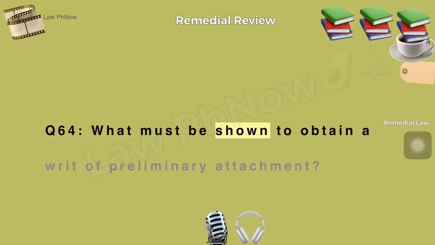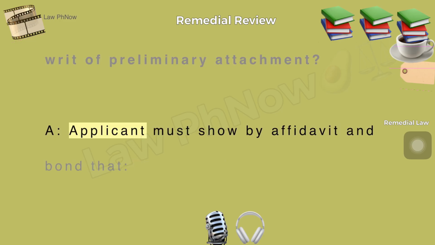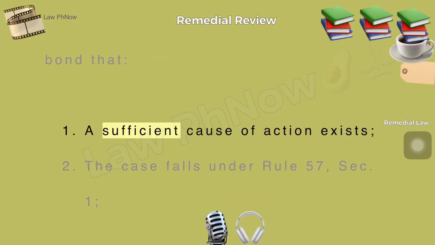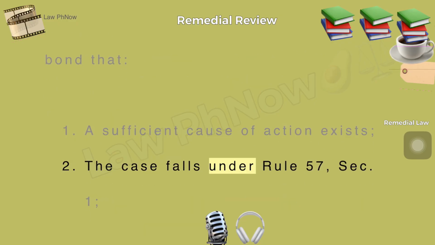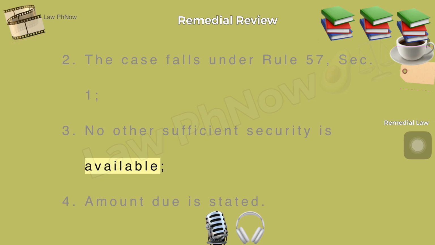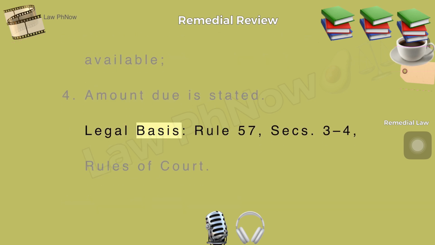Q64. What must be shown to obtain a writ of preliminary attachment? A. Applicant must show by affidavit and bond that 1. A sufficient cause of action exists. 2. The case falls under Rule 57, Section 1. 3. No other sufficient security is available. 4. Amount due is stated. Legal basis, Rule 57, Sections 3 to 4, Rules of Court.